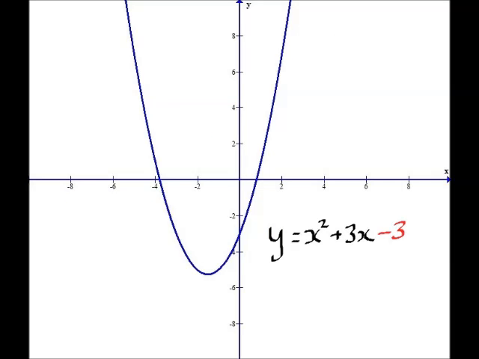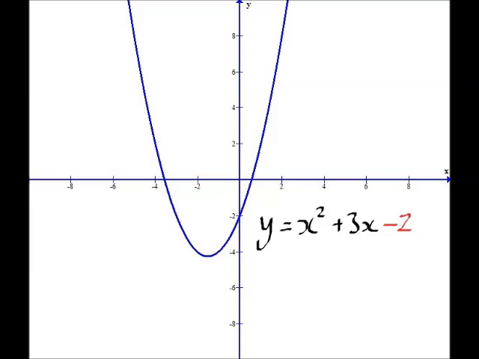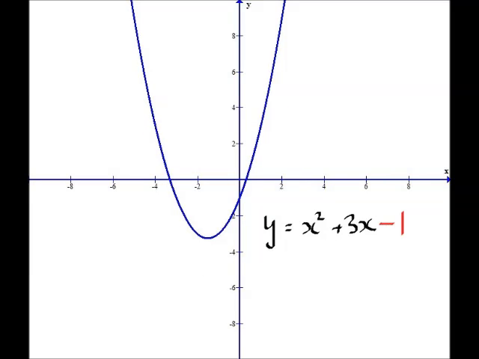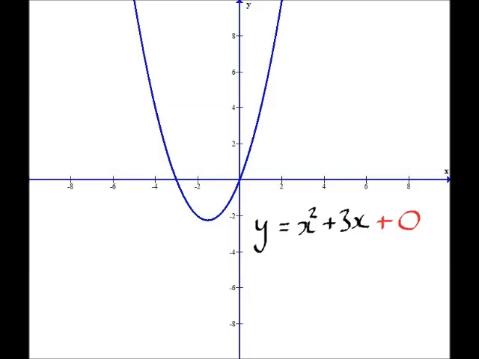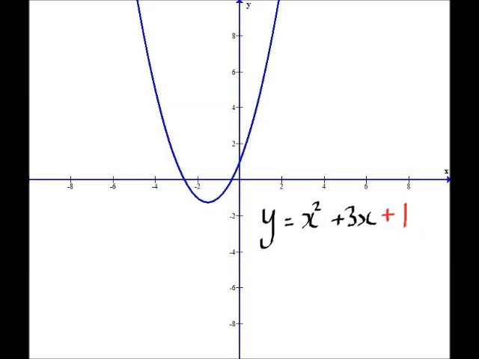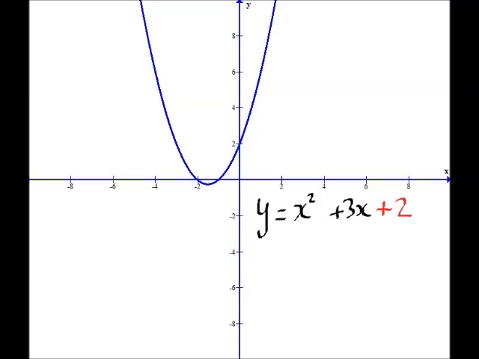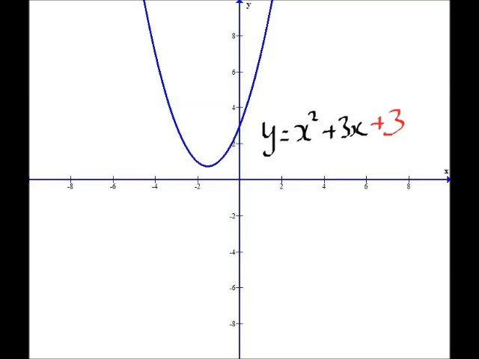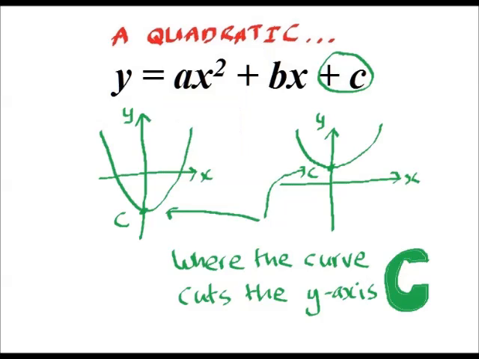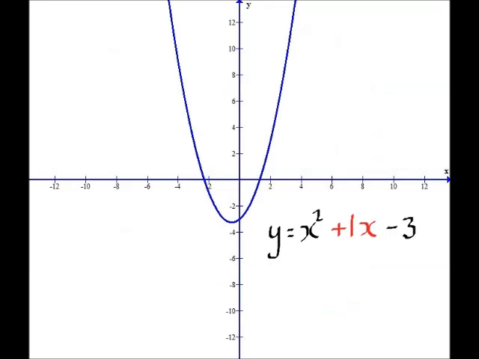Now, here are some more quadratic curves. Y equals x squared plus 3x minus 3, minus 2, minus 1, plus 0, plus 1, plus 2, and plus 3. All we changed was the value of c, and you can see how that affects where the curve cuts the y-axis. Now look at these quadratic curves.